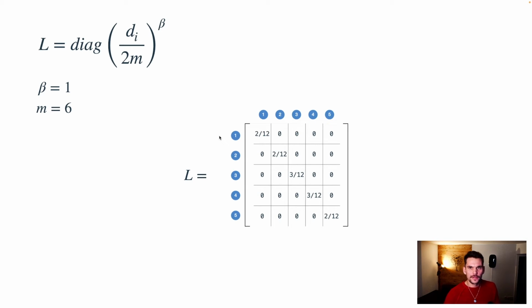So if we construct this normalization matrix for our sample graph with a beta of 1, we basically get a diagonal matrix. And what it basically does is normalize our node degree by 2 times the number of edges in our graph. So for node 1, we get 2 over 12. For node 2, we get 2 over 12. For node 3, we get 3 over 12. So that's pretty intuitive to basically normalize the degrees by all of the edges in our graph.